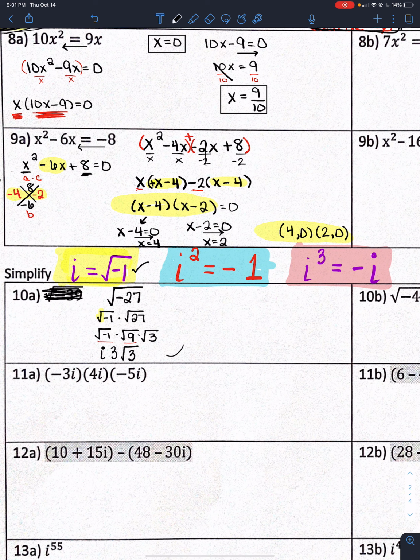Okay. The correct way to write it, though, is that we have the number before the i. And then whatever's still under the radical, like a remainder, it goes at the very end.